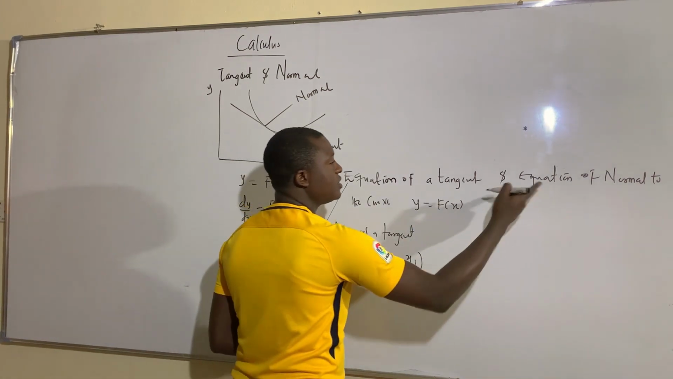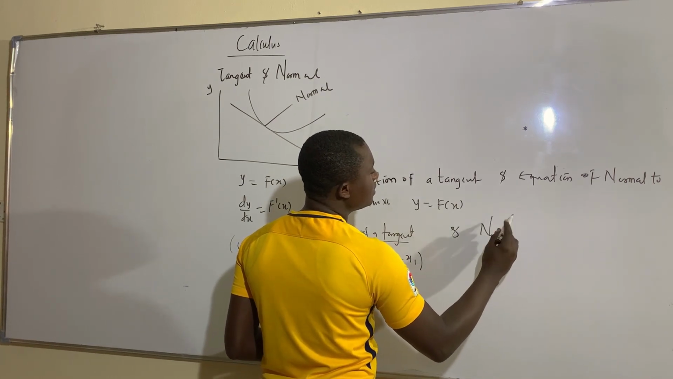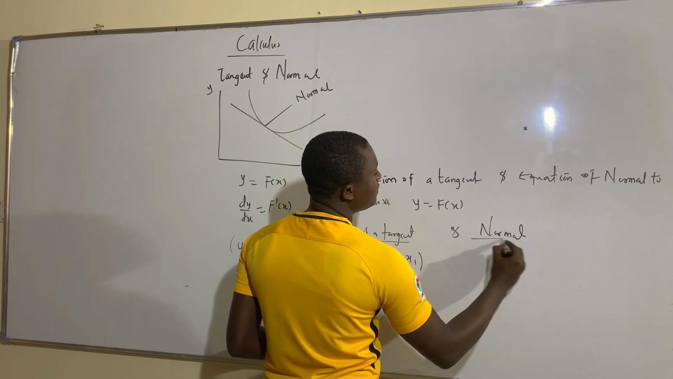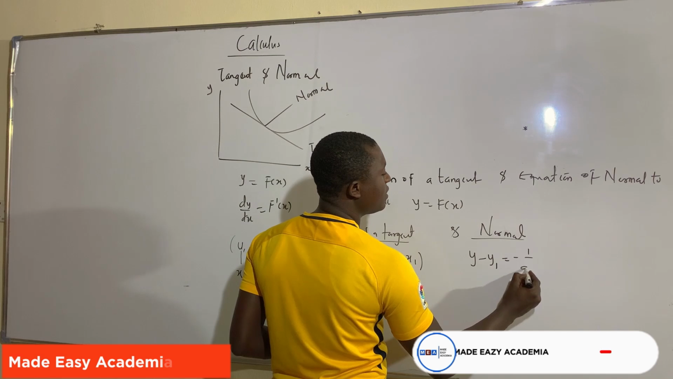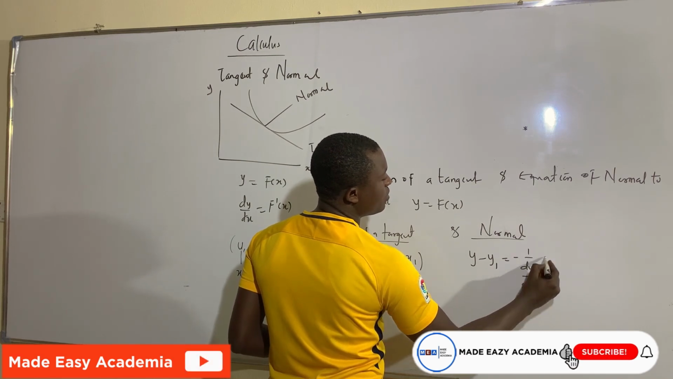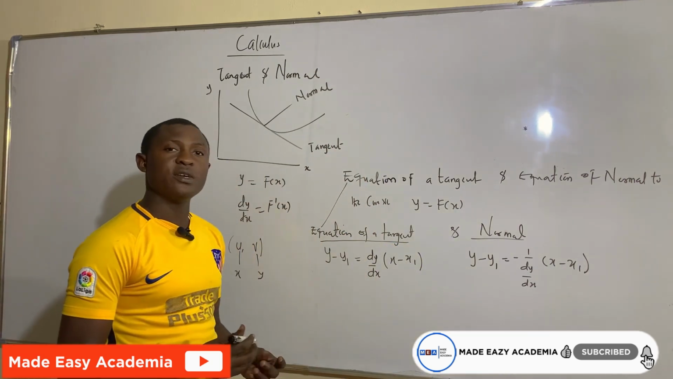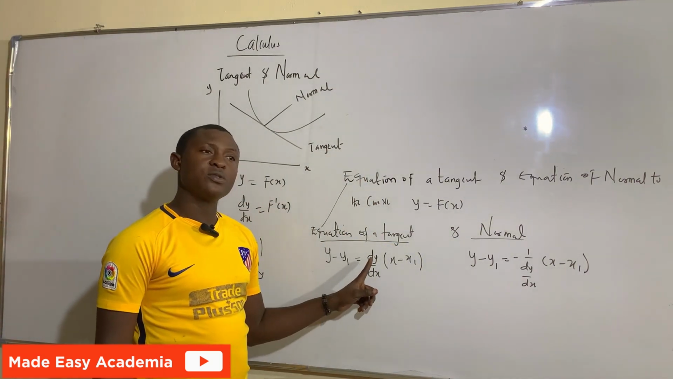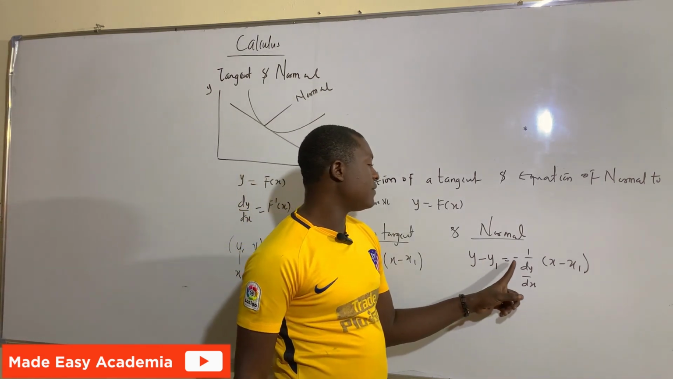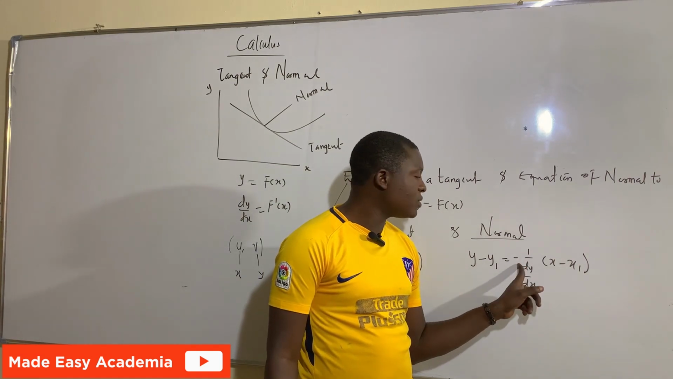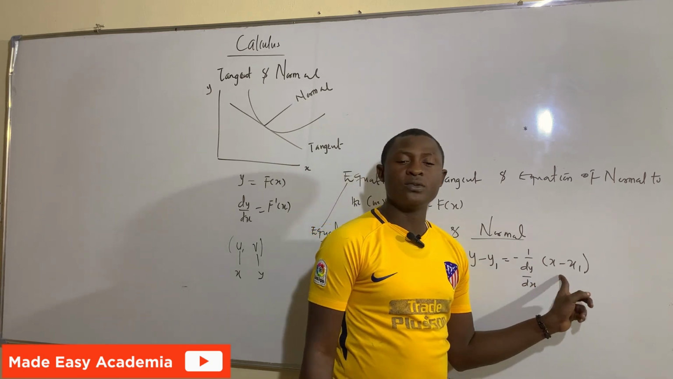So the only difference between the equation of a tangent and that of the normal to the curve is the formula. The formula of the normal is given as y minus y1 is equal to minus 1 over dy dx of x minus x1. Can you see the difference? What is the difference between them? In the first one, what we have is just dy dx of x minus x1, but in the normal we have y minus y1 equal to negative 1 over dy dx, which is our gradient, then x minus x1.